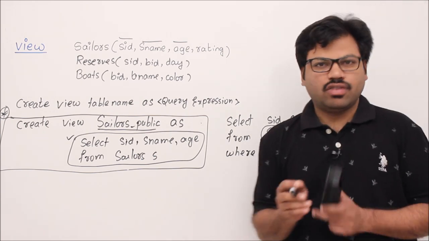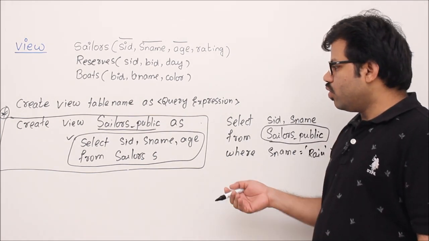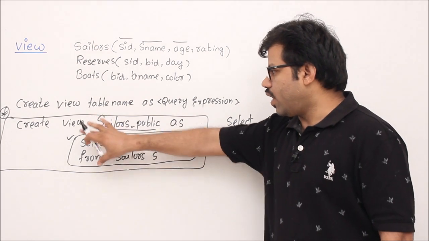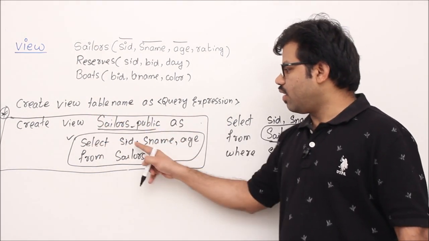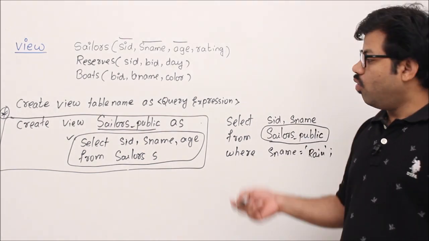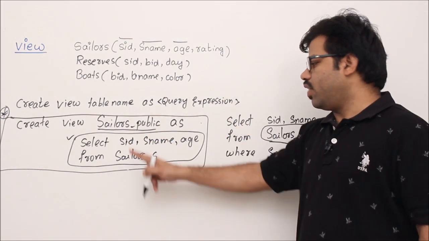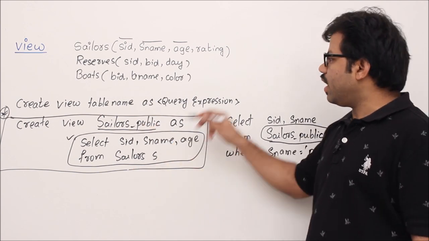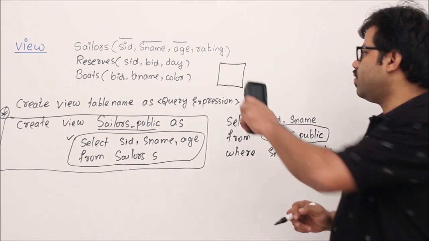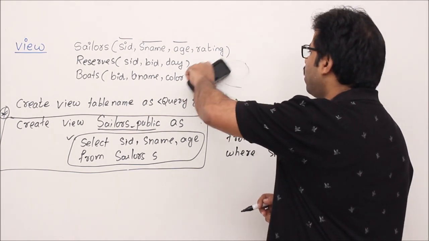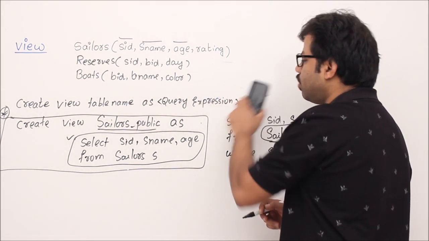Sir, I have a question. What is that? However you are computing this view, right? That means sailors public, you are saying is a separate table, which is the result of this query execution. Fine. Why don't we execute this query first, and why don't we create a permanent table? There are two problems. One is wastage of space. The second important problem is why we don't pre-compute it.